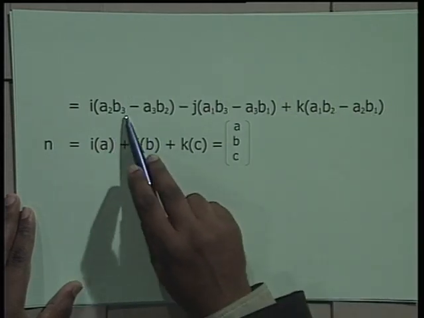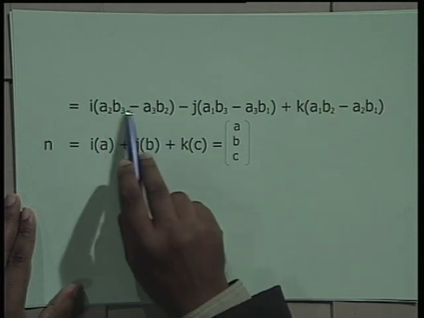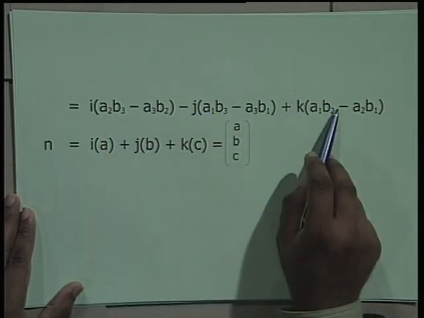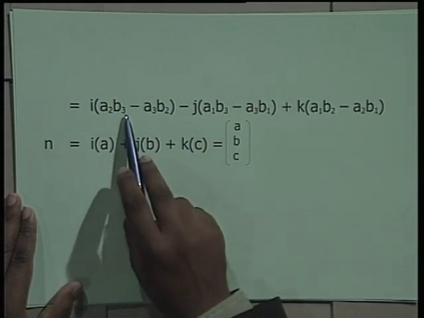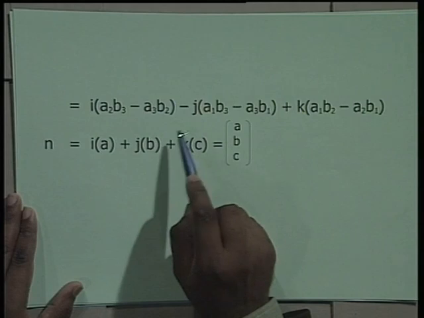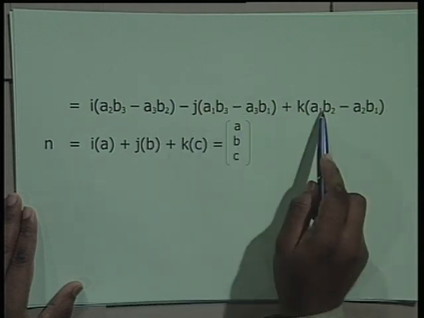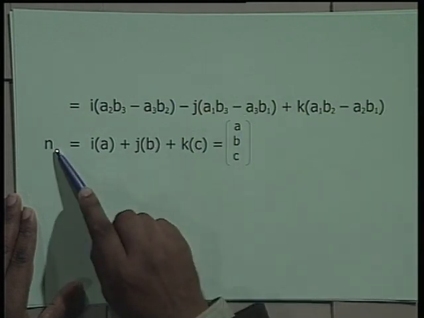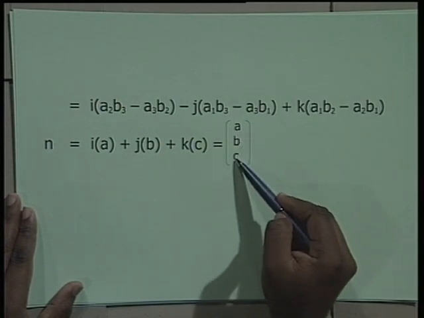Since a1, a2, a3 are numbers, all this can be expressed as numbers, which we have done here. Suppose that this is equal to a, this is equal to minus b, and this is equal to c, so that the vector n can be expressed as a, b, c. Once we have found the vector perpendicular to the plane, that is the vector n, the next step would be to find the value of the real number d.